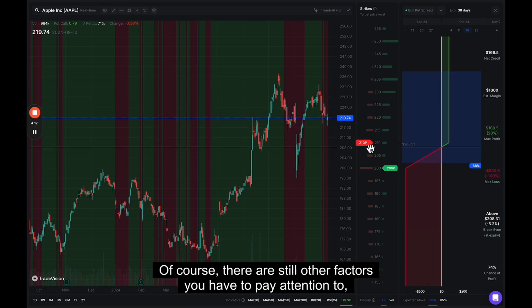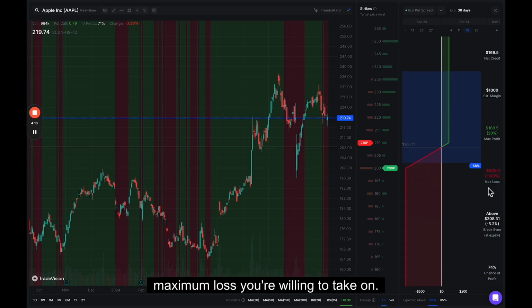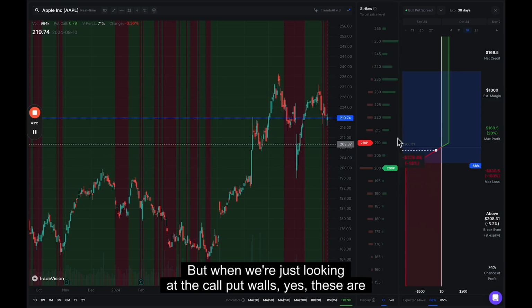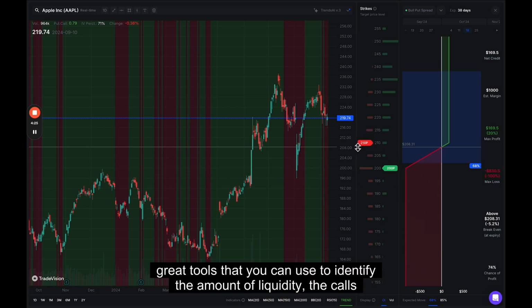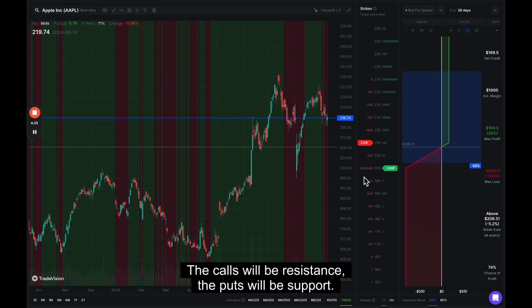Of course, there are still other factors you have to pay attention to, like the width of your spread, because that will declare how much maximum loss you're willing to take on. So those are still factors you have to be comfortable with. But when we're just looking at the call put walls, yes, these are great tools that you can use to identify the amount of liquidity, the calls on the right, the puts on the left. The calls will be resistance, the puts will be support.